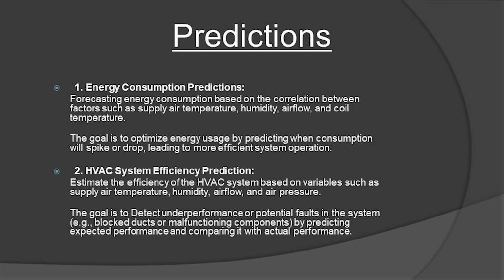HVAC system efficiency prediction: estimation of the efficiency of the HVAC system based on defined variables. The goal is to detect underperformance or potential faults in the system, for example blocked ducts or malfunctioning components, by predicting expected performance and comparing it with actual performance.